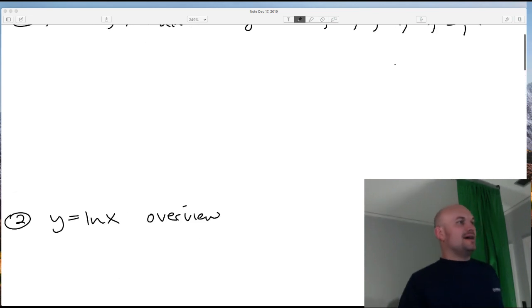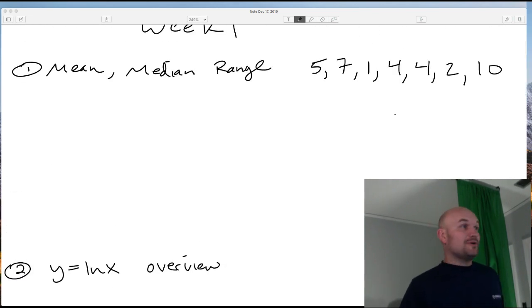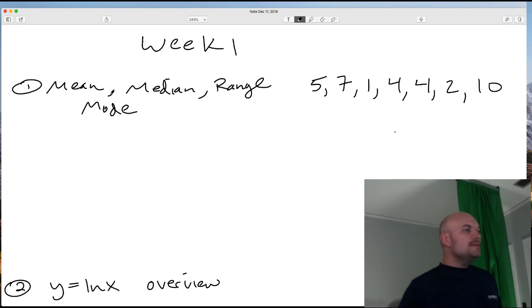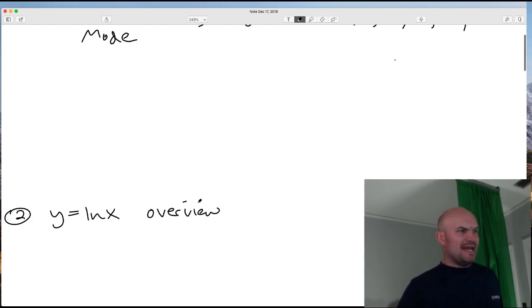And then I have some problems to go over as well for the first live stream. So you guys are just going to get this little side look from me. The first one is going to be talking about mean, median, and range. Actually, I'll also go over mode as well. I'm going to do a y equals ln of x natural logarithm overview. I'm not really sure what that means, but I'm going to try to do my best to cover as many bases as I can.